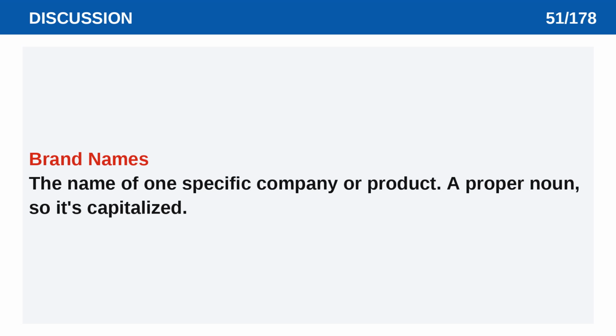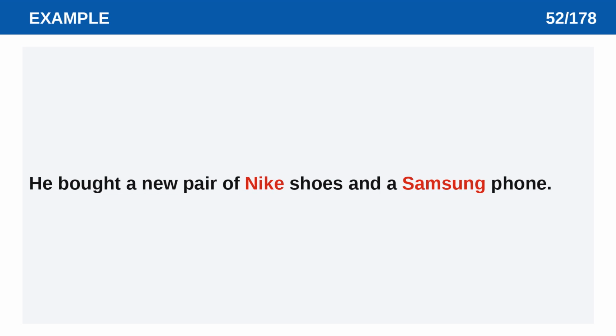Brand names follow the same rule. A brand name is the specific name of one company or one product, so it is a proper noun too. He bought a new pair of Nike shoes and a Samsung phone. Nike and Samsung are specific brand names, so both are capitalized.